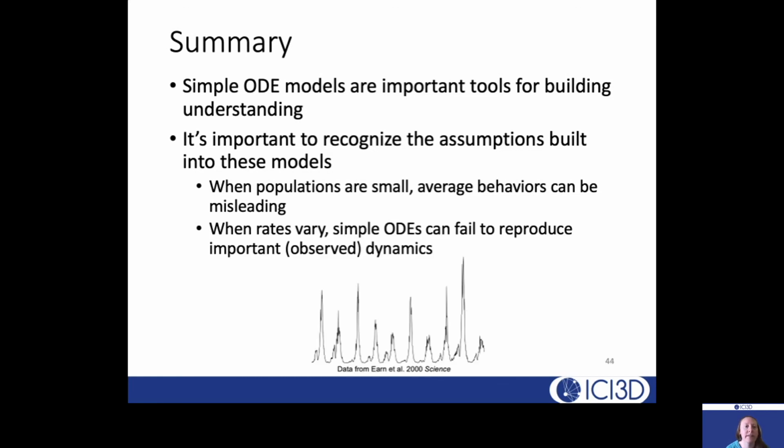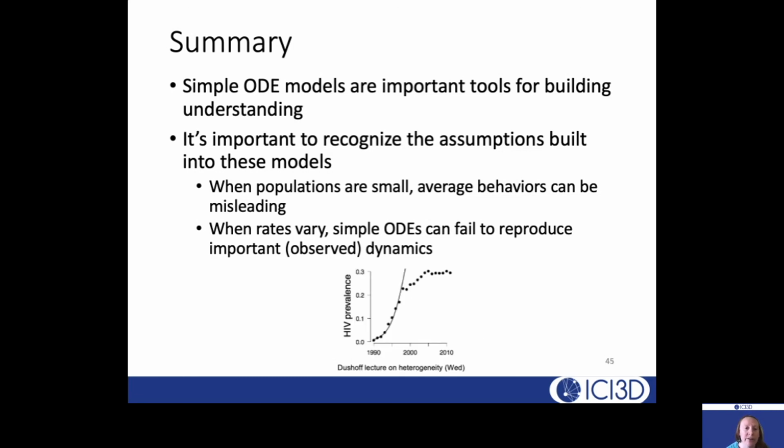In addition, when rates vary, simple ODEs can fail to reproduce important observed dynamics. For example, the 2 yearly cycles that were seen in epidemics of measles in London throughout a large part of the last century. Another example comes from the temporal trajectory of HIV prevalence, which Jonathan will discuss in his lecture on heterogeneity. Later in the week, we'll see examples of how to develop models where the rates vary through time, or between individuals, or even with the time spent in a compartment.